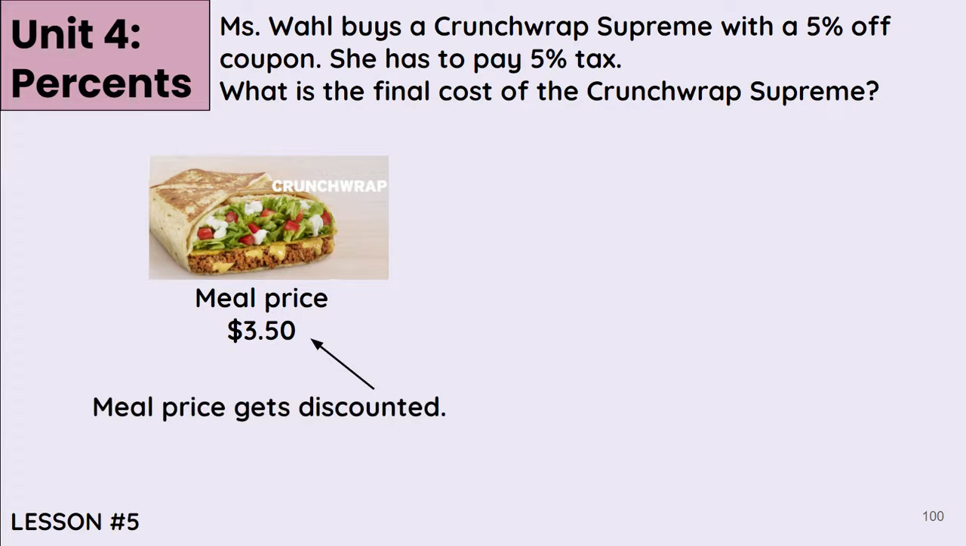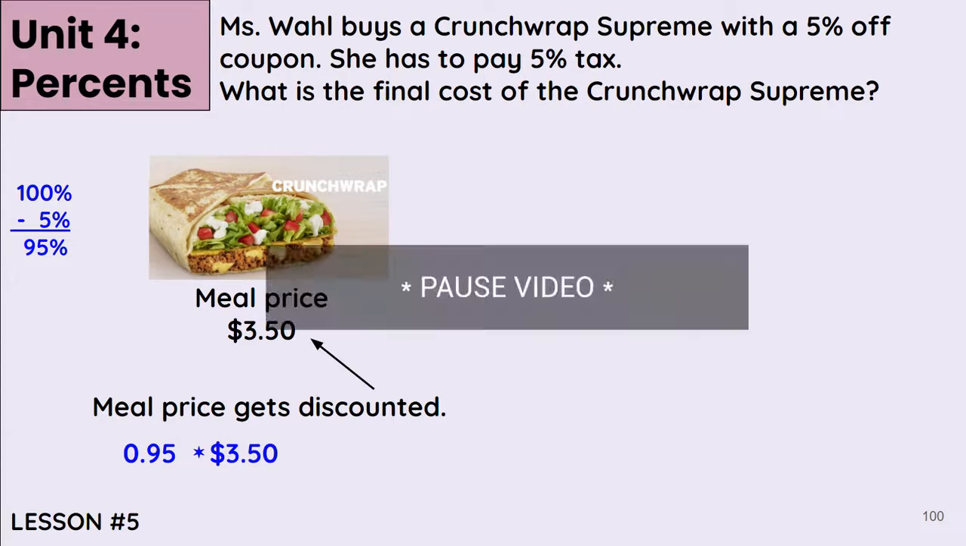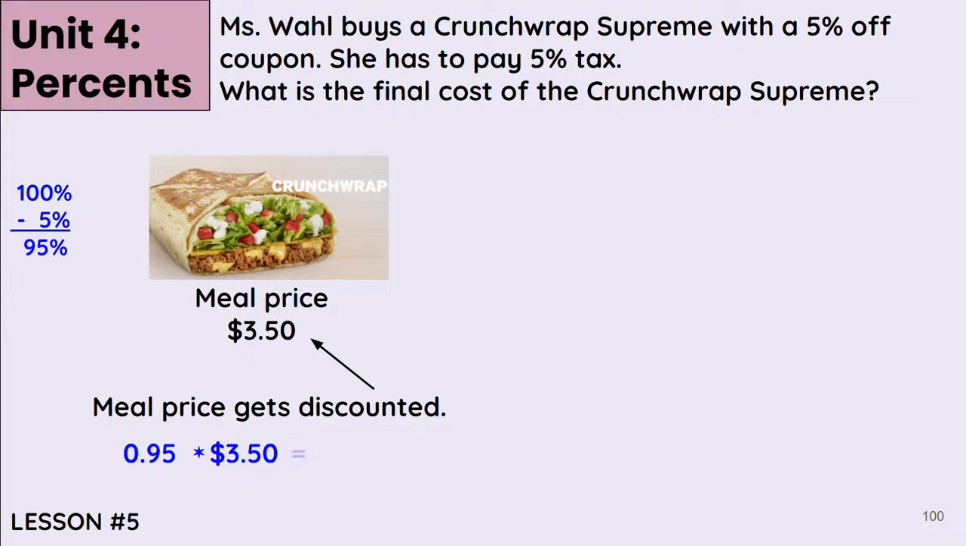So first, my meal is going to get discounted. It's 5% off. So I was going to have to pay 100%, but now it's 5% off. So I only have to pay 95%. So go ahead and find out what 95% of this meal would cost. Okay, you should have found out that it would be 3.325, and we're not going to round.